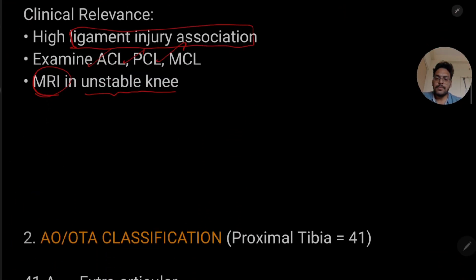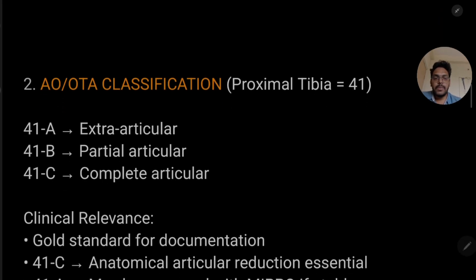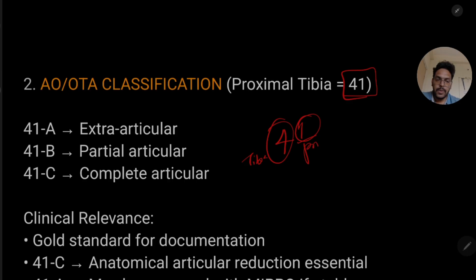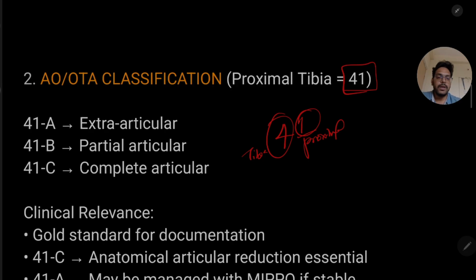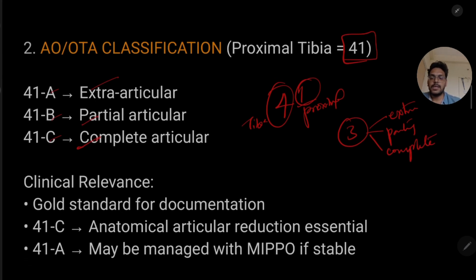Okay. Now coming to the AO or the proximal tibia classification. The alphanumerical classification number for tibia is 4, and for the proximal part it is 1. As you have discussed earlier in the AO classification, any articular part is divided into 3 regions: extra articular, partial articular and complete articular fractures. Similarly here also, extra, partial and complete articular fractures: A, B and C.